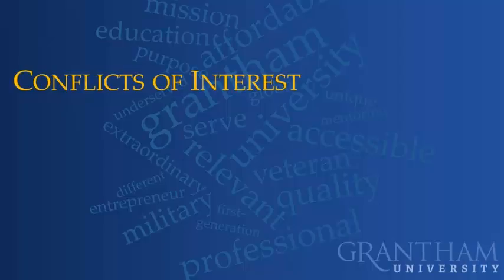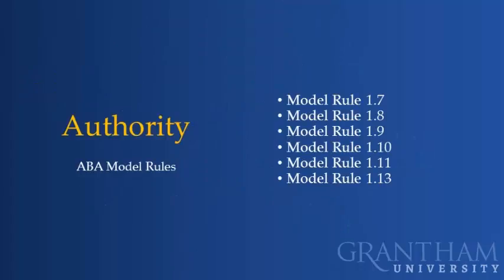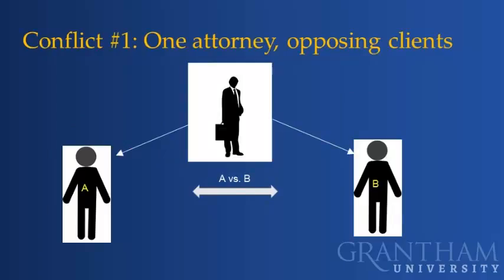An attorney has a duty of loyalty to their client, but what if the duty to one client conflicts with the duty to another? Conflicts of interest are covered in ABA Model Rules 1.7, 1.8, 1.9, 1.10, 1.11, and 1.13. Each rule discusses a different conflict and also whether the conflict can be waived by the clients.